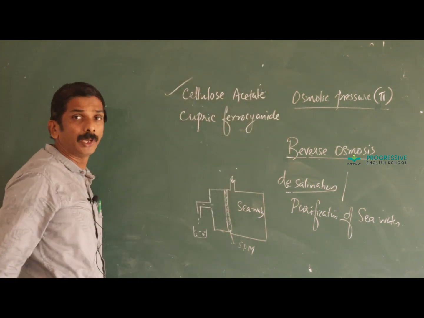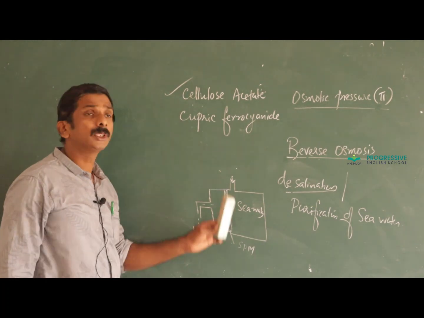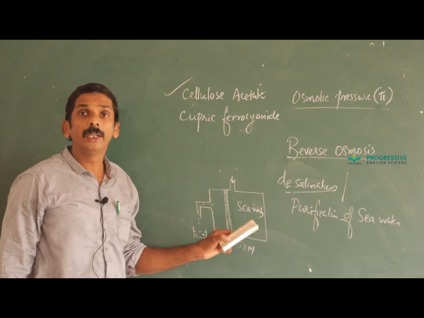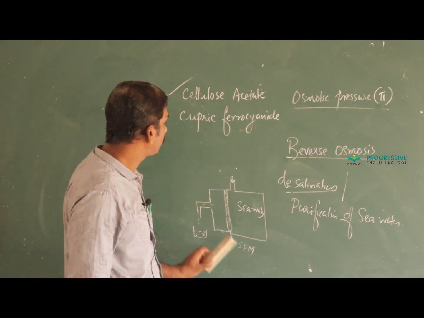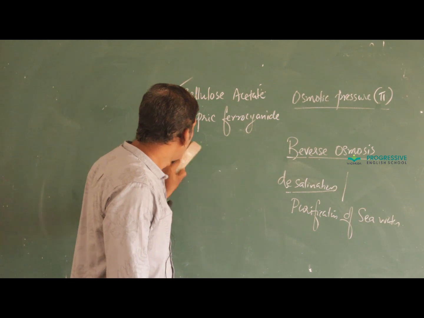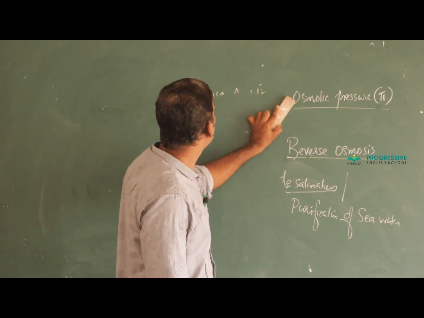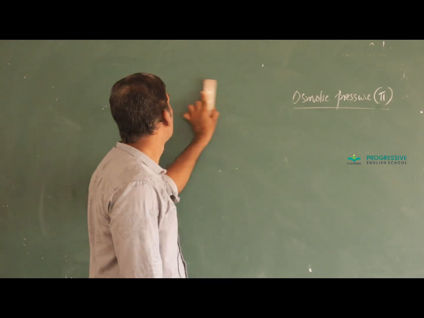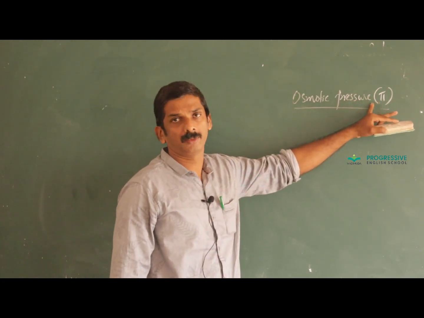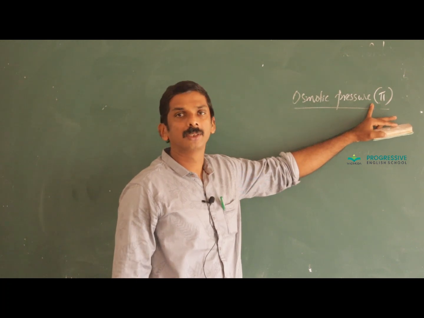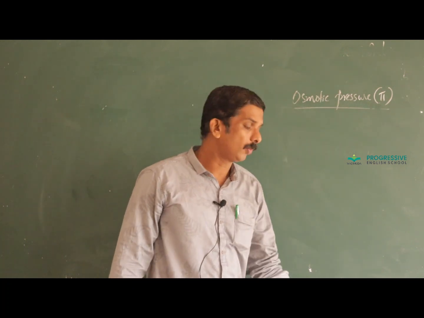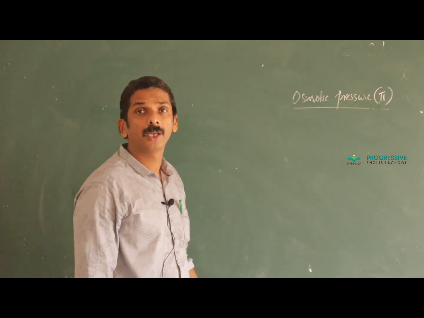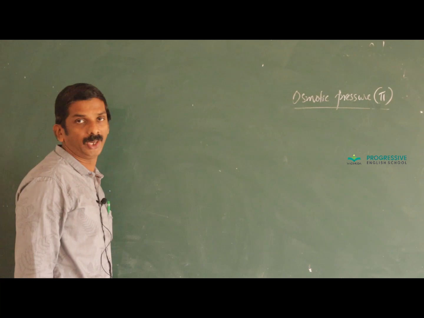Cellulose acetate is mainly used. Sometimes cupric ferrocyanide is also used as a semi-permeable membrane in the desalination process. Next is osmotic pressure. Don't confuse it with the symbol pi used in mathematics, that is 3.14 or 22/7. Here the osmotic pressure is denoted by the symbol pi.